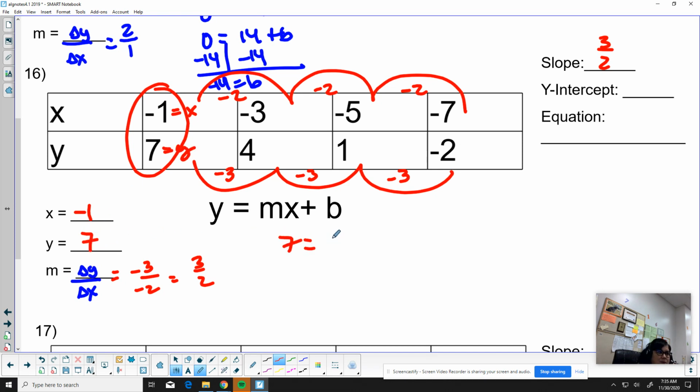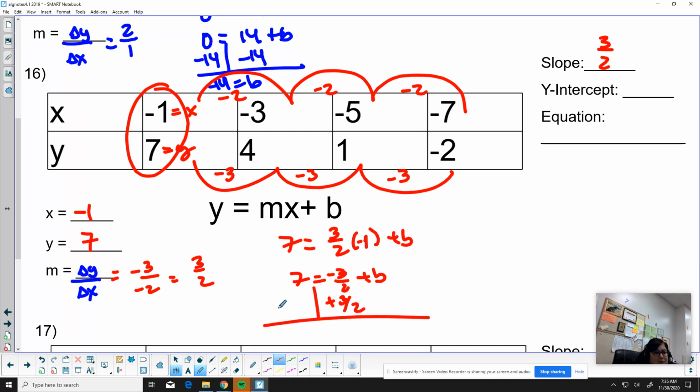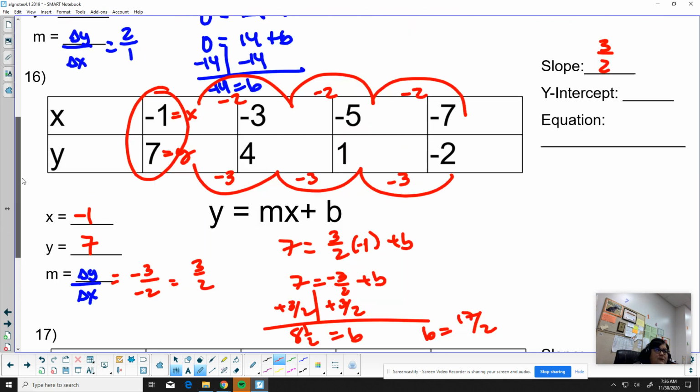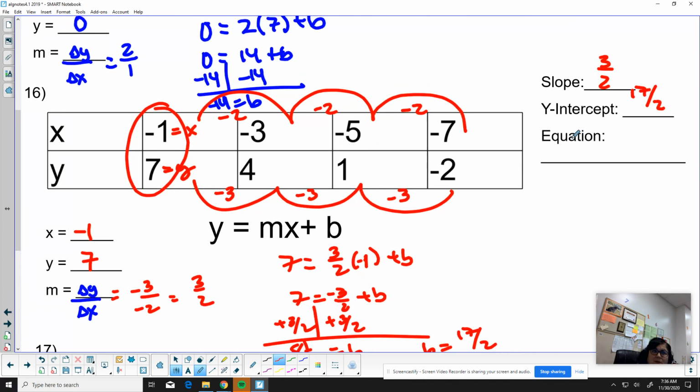So 7 equals 3/2 times -1 plus b. So that's -3/2, and I'm adding 3/2 to both sides. So if you put that into Desmos, that will give you 8 1/2, or it could also give you 8.5, which we don't really use decimals. So probably it gave you 17/2, which is what we want, really. So b is 17/2. So y equals 3/2x plus 17/2 is my answer.